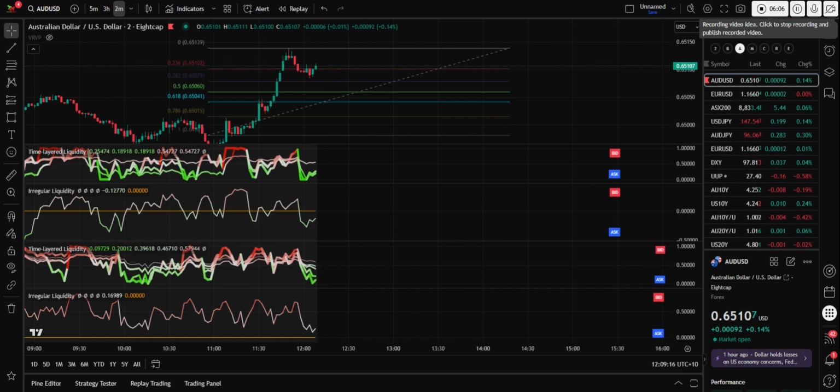I've only been trading a small account on this. As I get better at trading the Australian dollar, I'll expand that size.